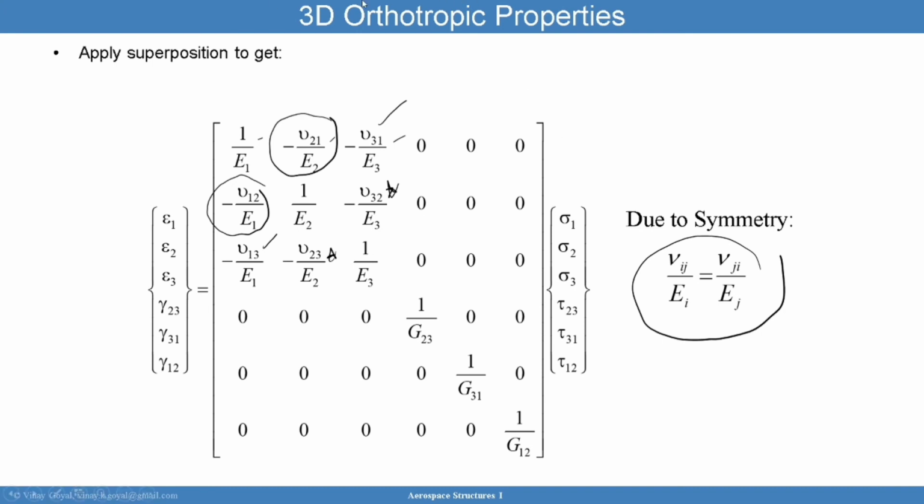And all these properties can be measured. The modulus can be different all across, and that's not a problem. These moduli can be different. All the Poisson ratios could be different. But this relationship must hold.